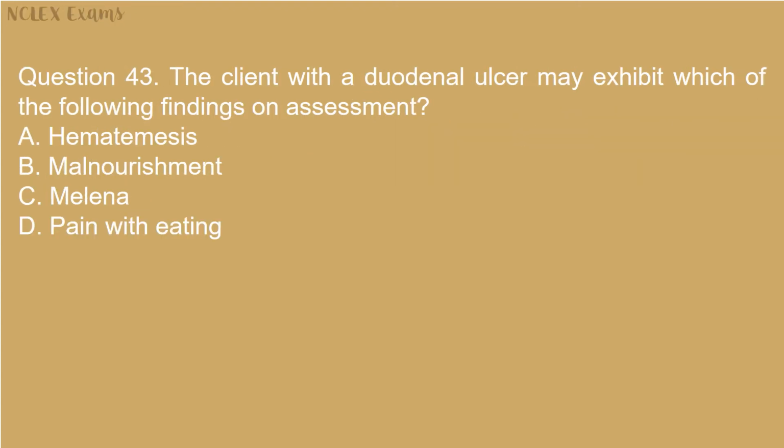Question 43. The client with a duodenal ulcer may exhibit which of the following findings on assessment? A. Hematemesis. B. Malnourishment. C. Melena. D. Pain with eating.